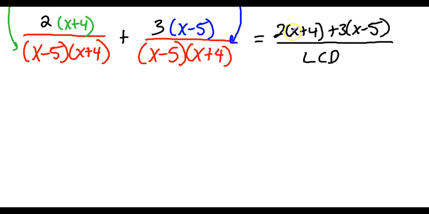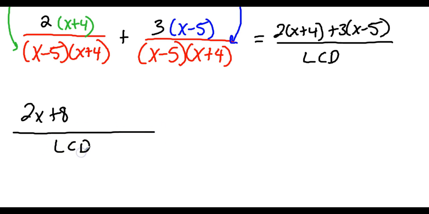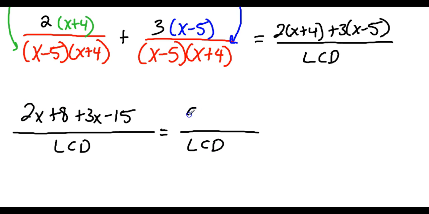Okay, so for this one, do a little distributive property with a 2. So 2 times x is 2x. 2 times 4 is 8. Again, we're not worried about the bottom, so just go ahead and call it the LCD. You've got 3 times x for 3x, and 3 times 5 for 15. And again, still not worried about the bottom because you've still got work to do in the top. 2x plus 3x is 5x. 8 minus 15 is negative 7.